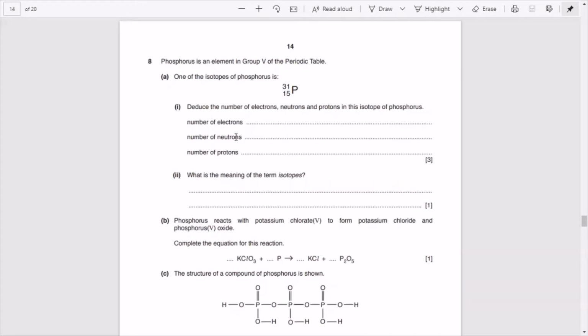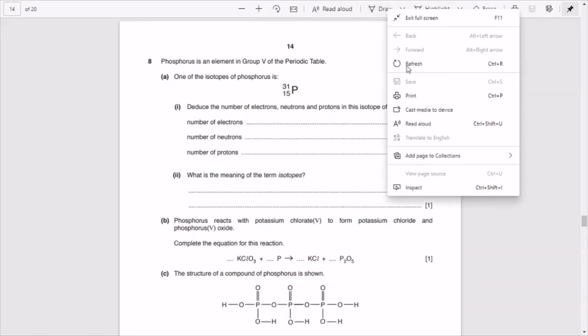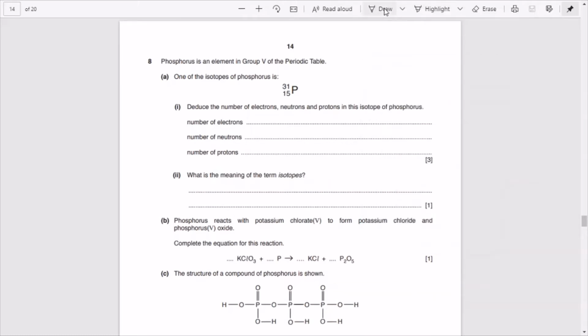Now the question says one of the isotopes of phosphorus is P-31, with 15 protons. This is P31 and it has 15 protons. We are supposed to deduce the number of electrons, neutrons and protons in this isotope of phosphorus. Here we have the mass number, the atomic mass, and this is the proton number.